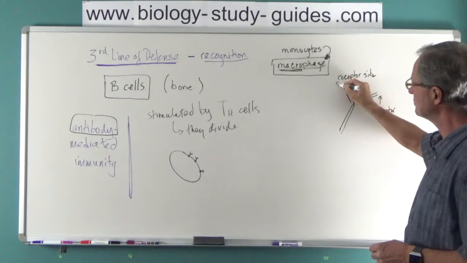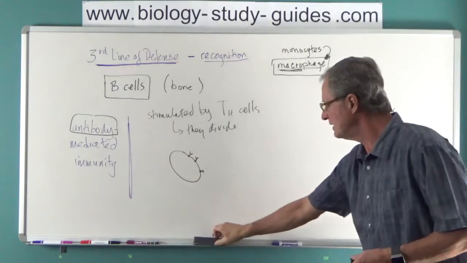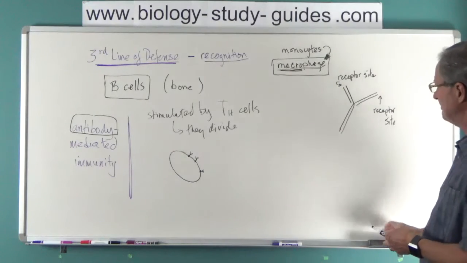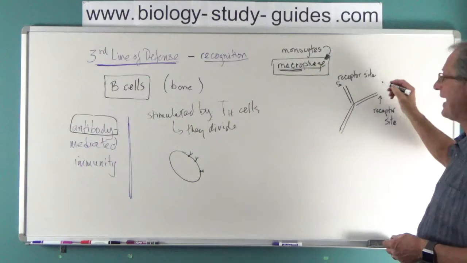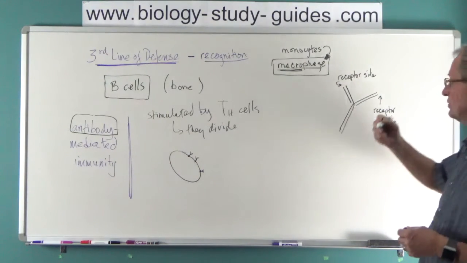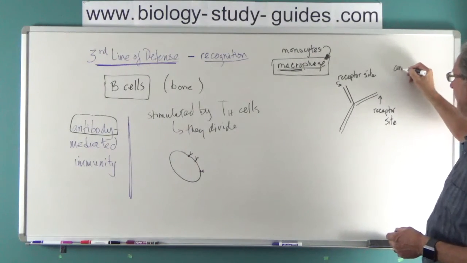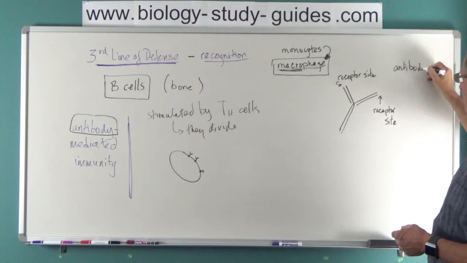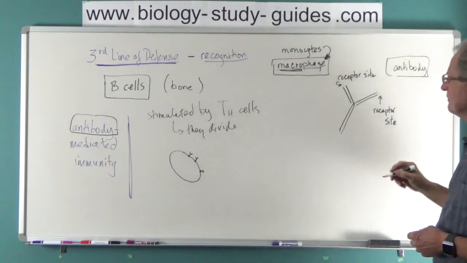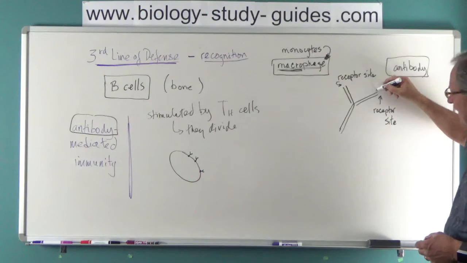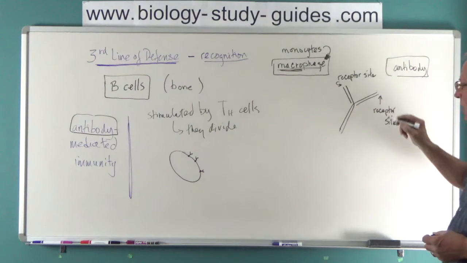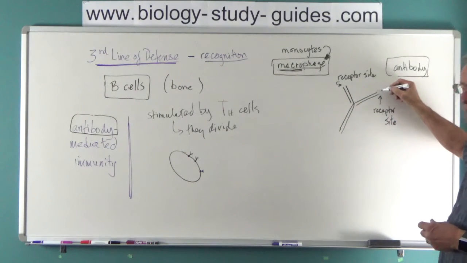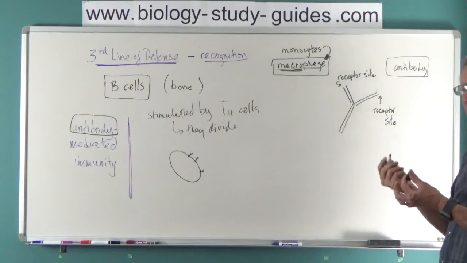So there's 2 receptor sites on each of these things, which is called an antibody. Now don't get them confused with antigen. Antibodies, antigens are very different. This is an antibody. These receptor sites, just by virtue of the amino acid arrangement here, they have a particular shape to them, and they are able to bond or bind with antigens.